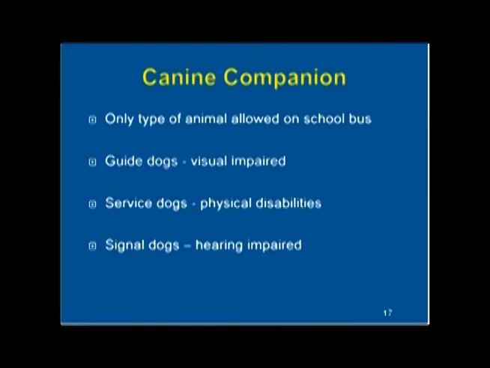And then canine companions. Let's talk about that specifically. Dogs are the only animals allowed on the school bus. You will have to find somewhere to put the dog. Will you secure the dog for travel? What if another child on the bus is allergic to dog dander?